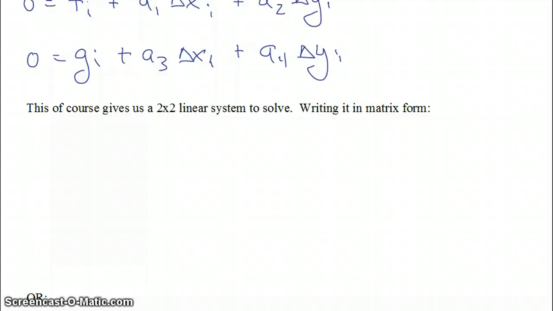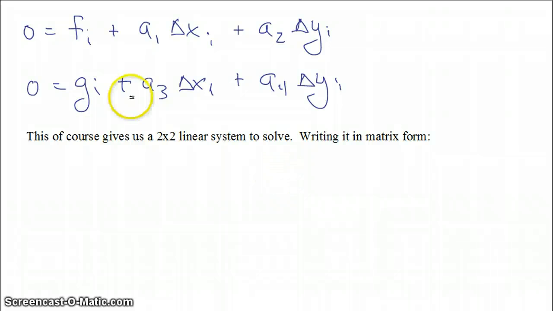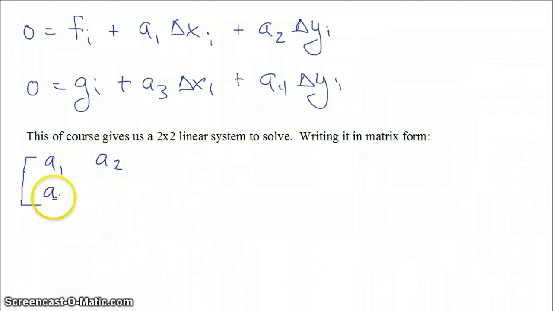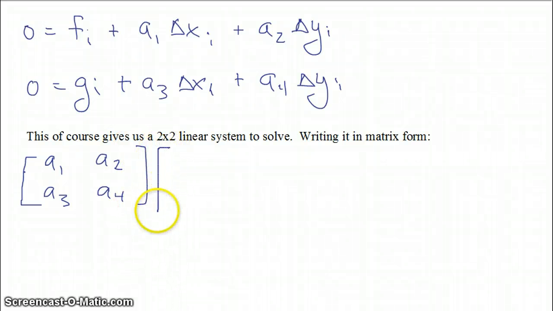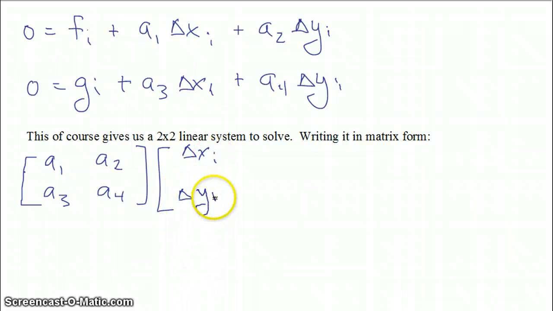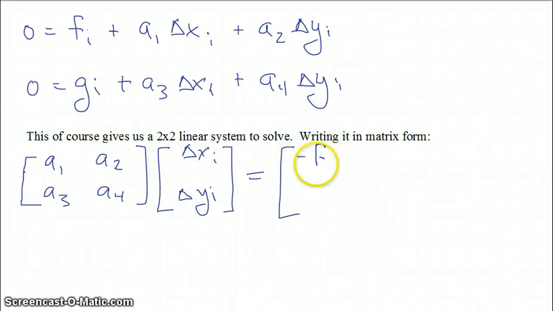by putting it in matrix form first. So if we put it into matrix form, what we get is, and let me just make sure that we can scroll back up so we can look at both things at the same time. What we get in matrix form is the matrix here, A1, A2, A3, A4, times a vector of unknowns, delta xi, delta yi, is equal to, and what I'm going to do is move fi and gi over to the other side of the equation, so this is minus fi and minus gi.